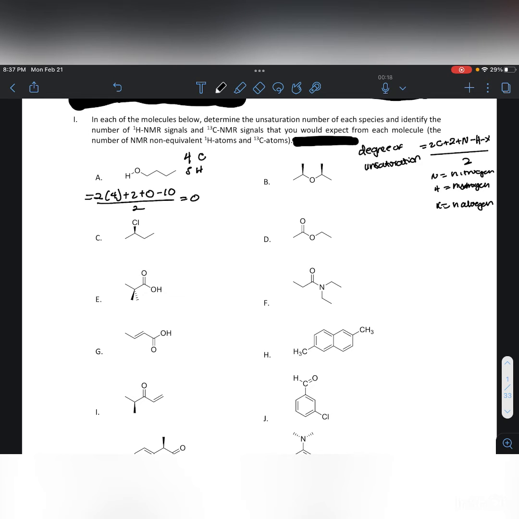Moving on to the next one, for B, if we were to do the degrees of unsaturation, this should come out to be 0. And then for this one right here, we should have 2 signals for the hydrogen, and then the carbon should also be 2.